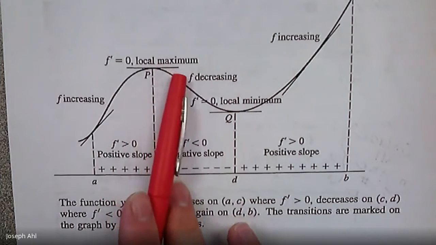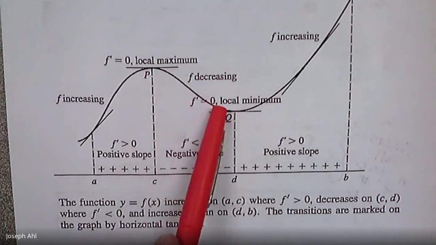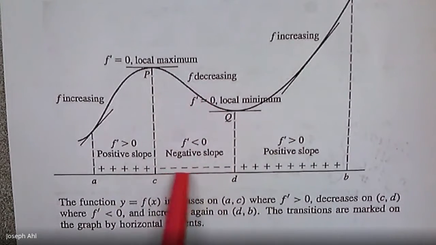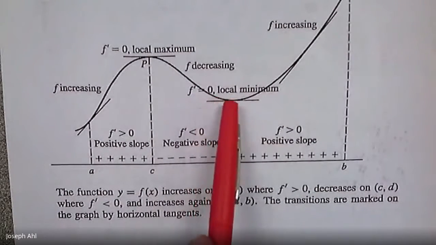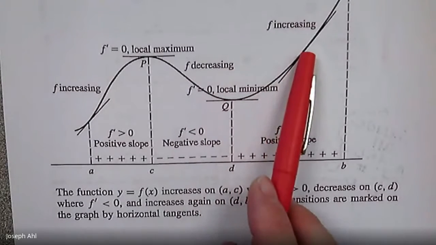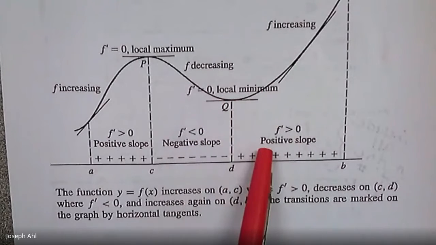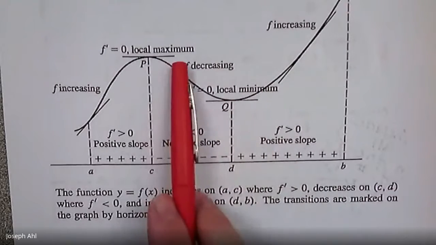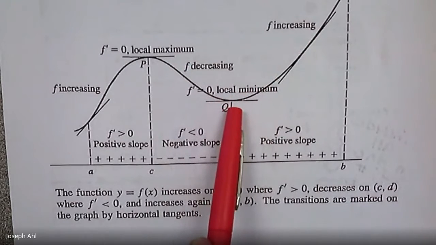The slopes of the tangents from point C to point D are all negative, which indicates that the graph is decreasing, until we get to this point right here where the slope is 0, and then they start becoming positive again. So when the derivative switches from negative to positive, we're going from decreasing to increasing, which indicates that we have a local min at that value.